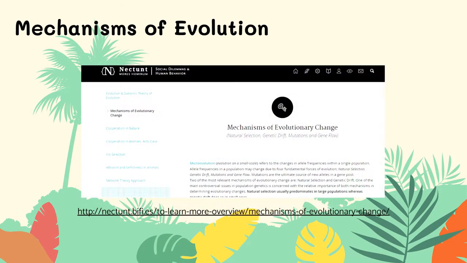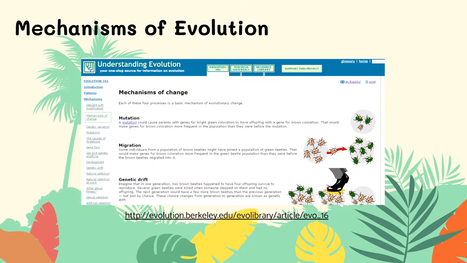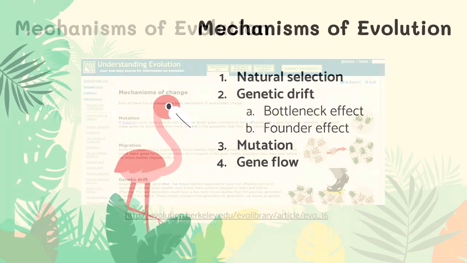These are more references about the mechanisms of evolutionary change. This is from Nectunct Morris Hominum. I'll provide the link in the description below. Another one is Understanding Evolution, the Mechanisms of Change, from Berkeley University. Again, linked in the description below.